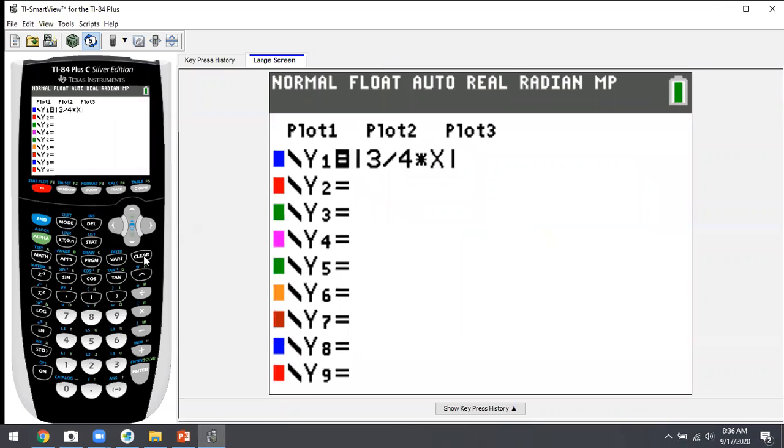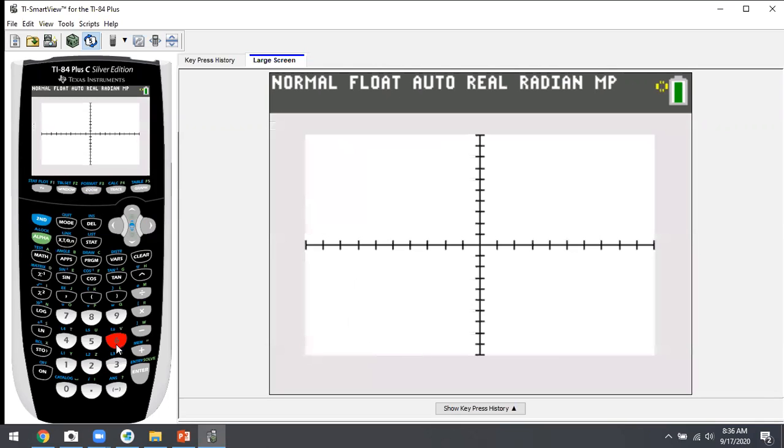Y equals, clear, second catalog, absolute value. Make sure everything goes where it's supposed to. The x minus 1 goes inside the bars, right? If you ever need to get out of a function, just hit the right key. It'll get you out. So now I'm outside of it. X minus 1 is inside the bars. I'm outside of it. And now I just need to hit plus 3. And then I might want to hit zoom and 6 just to double check that I'm looking in the normal place. And here it comes. Looks basically like ours, correct? Okay. So that's how you're going to graph an absolute value function.